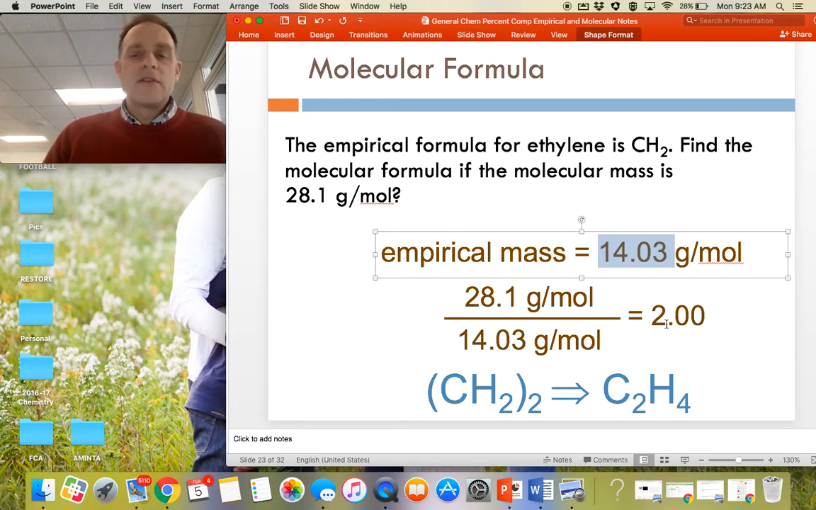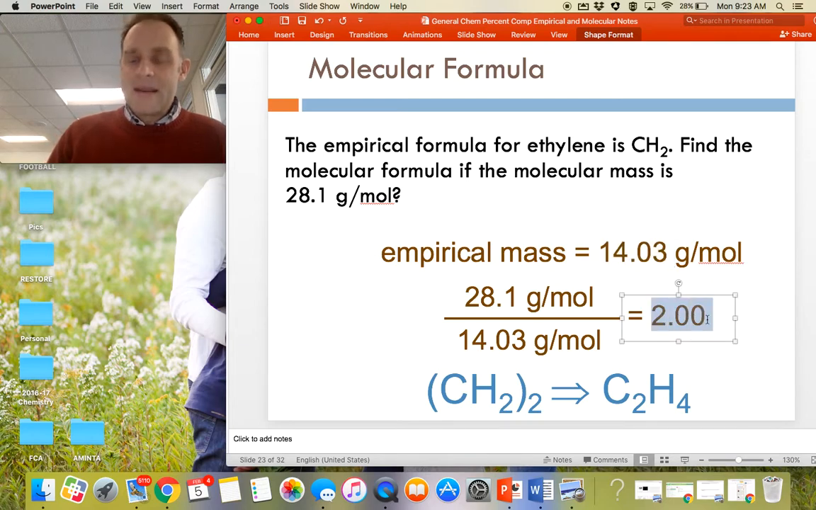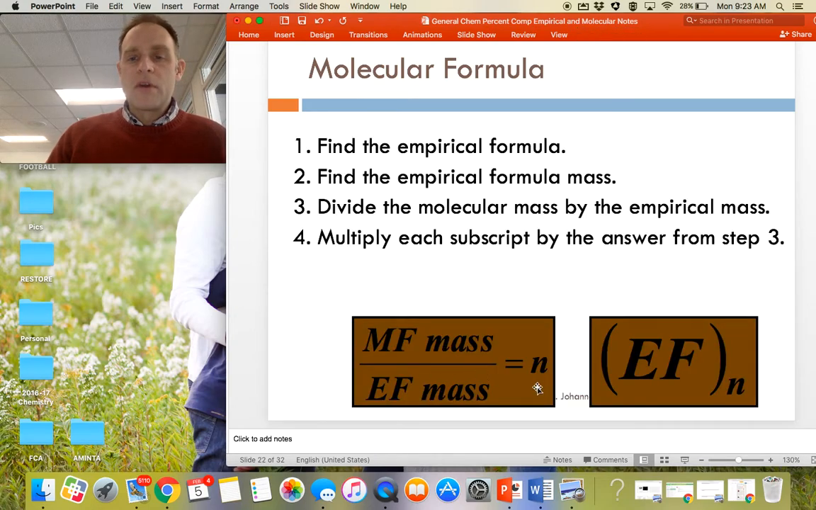Now, is it exactly 2? No, you're going to round that. But it's pretty darn close. All right? It's 2. That number right here then is N. Now go back one more time. Look at the N. The N I'm then going to insert back into the empirical formula.